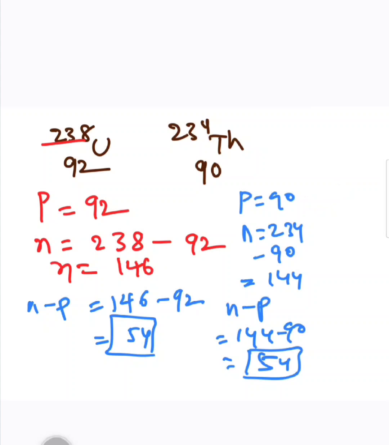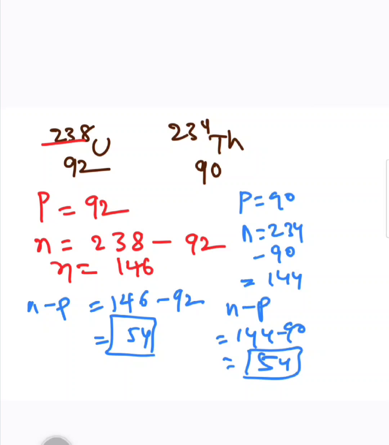To find the number of neutrons, what do you do? Mass number minus atomic number. You have the atomic number, right? You also know the mass number, right? What is the mass number of uranium? 238. What is the atomic number? 92. So you subtract A minus Z: 238 minus 92. What do you get? You get 146, right? Now repeat the same for thorium: 234 minus 90. You get 144.